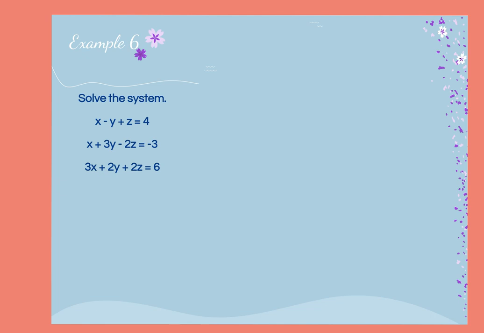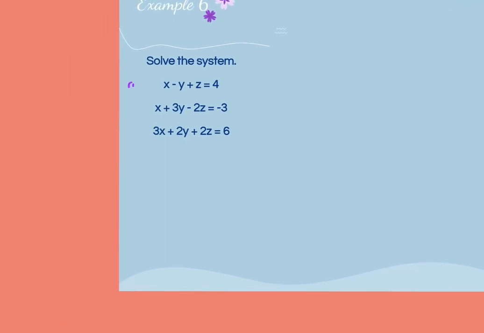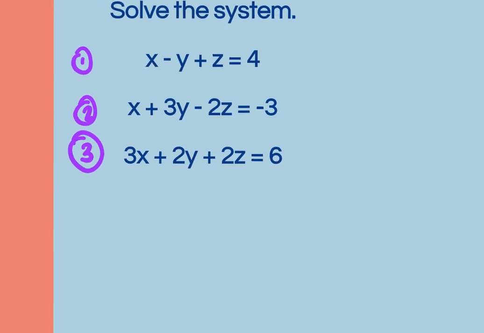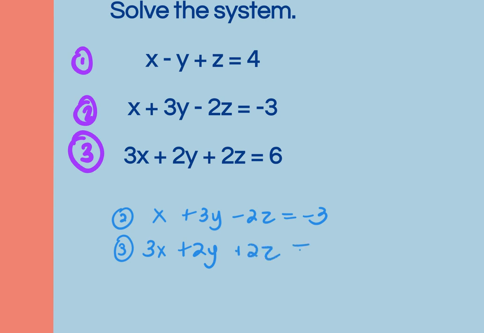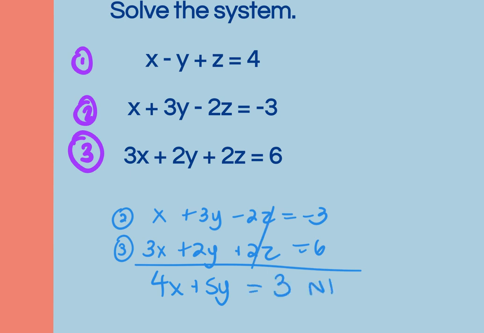All right, so then this, the last one, this is 1, 2, 3. So give me one way to start. 2 and 3 in canceling? Good. All right, so 2 and 3, x plus 3y minus 2z equals -3, and 3x plus 2y plus 2z equals 6. And I get 4x plus 5y, these cancel, equals 3, and that's new 1.